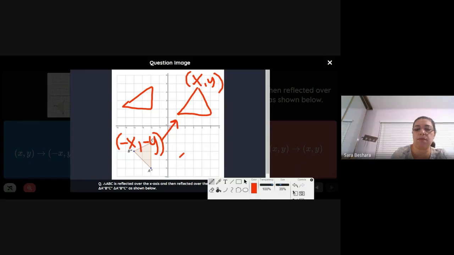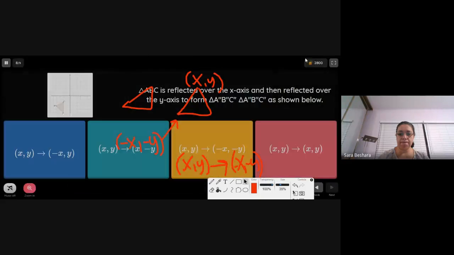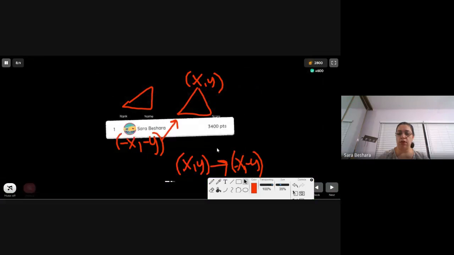That is your formula. Now, because you're going from the not prime to the double prime, I'm just going to write that one first. So xy becomes -x, -y. And that's it. So the answer should be the third option.